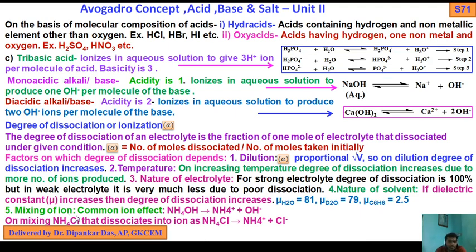Number 5, mixing of ions, that is the common ion effect. Ammonium hydroxide gets dissociated into ammonium ions plus OH minus ions. On mixing ammonium chloride, that dissociates into ammonium ions plus Cl minus. So NH4 plus is the common ion. Due to the common ion, degree of dissociation is greatly suppressed or reduced.